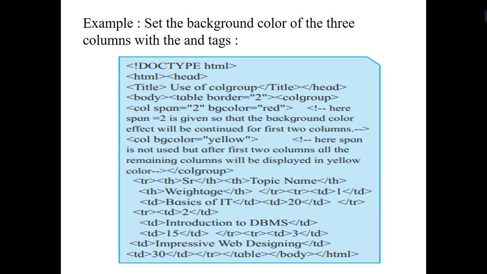Okay, so here is a small example based on setting of the background color, with 3 columns and their tags. So here again, students, the first tag is doctype HTML, that is the document type declaration. Then first is your HTML tag, then goes your head tag, then title. As your HTML is divided into 2 sections, that is head section and the body section. So inside your head section we use the title tag, and the title we have assigned is use of colgroup.